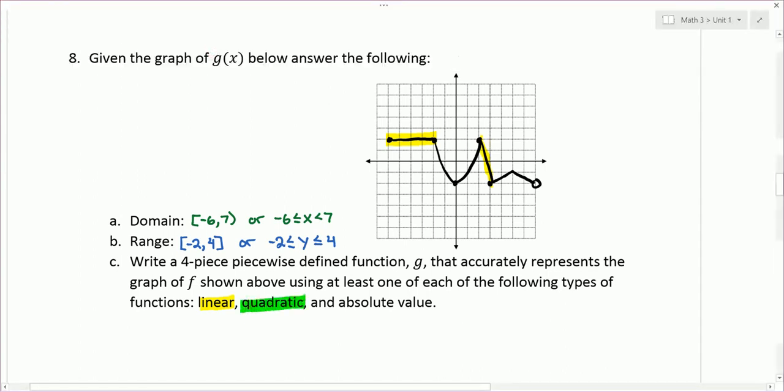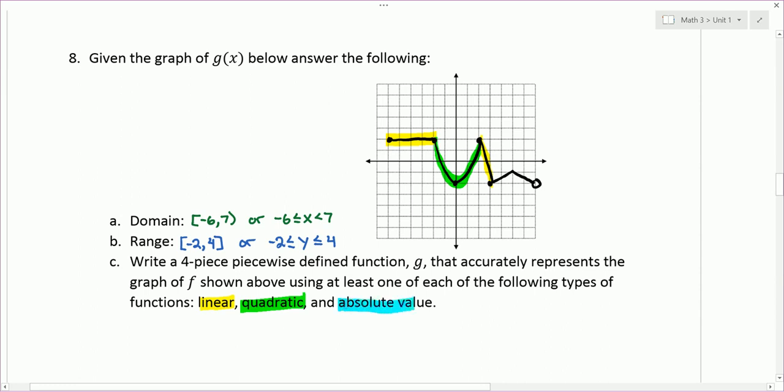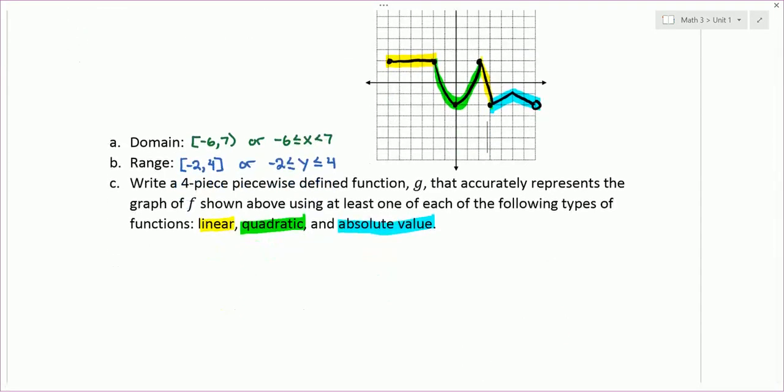For quadratic, you can see it here. It's that U shape. And for absolute value, that upside down V shape. So that we see, I've highlighted the 4 pieces. We're going to go one at a time. My first piece on the top left, we'll go from left to right, is the line y equals, well, what's the height? The height is 2, so y equals 2. So there's my first piece.